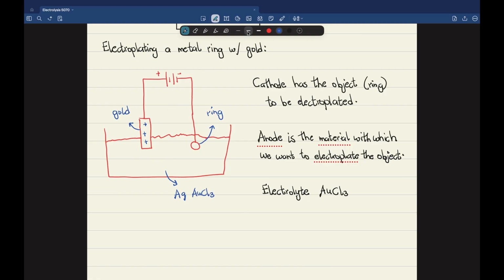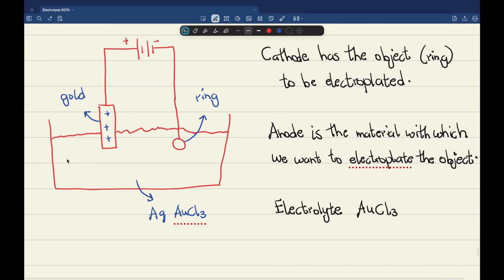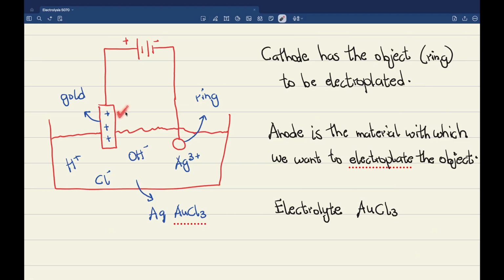AuCl3. Now what happens is, again, is this anode inert or reactive? It's reactive, right. Since it's reactive, first let's write its ions. We have H plus ions, OH minus ions, Au3 plus ions, and Cl minus ions. And since this is reactive, it won't happen that OH minus goes there, right. That is not going to happen.